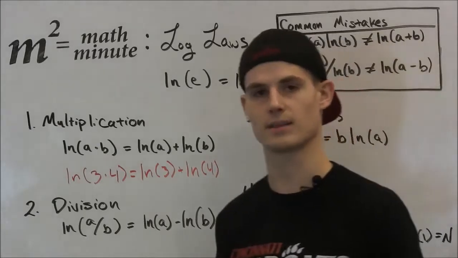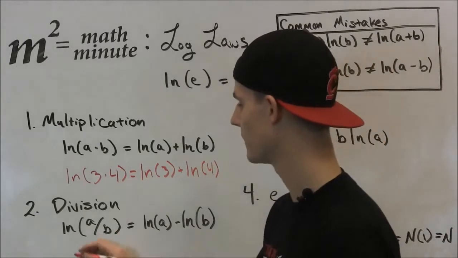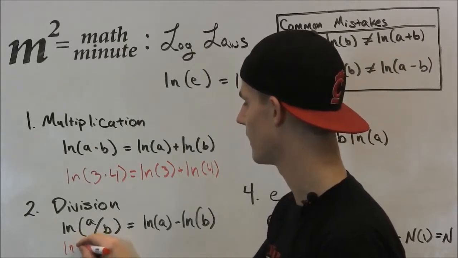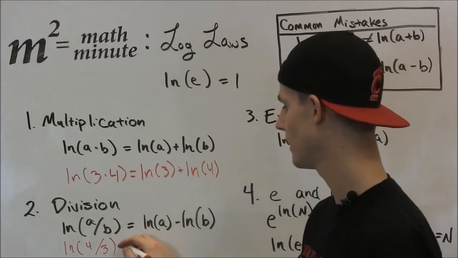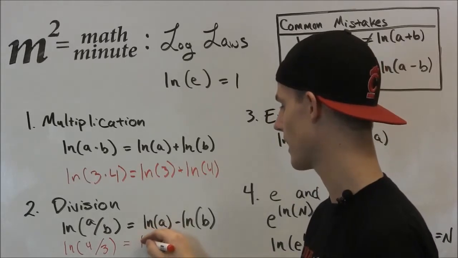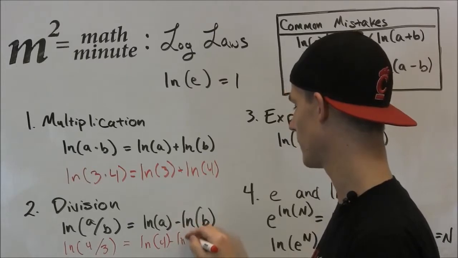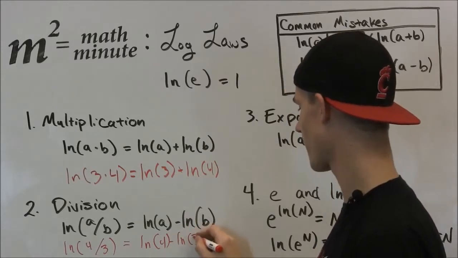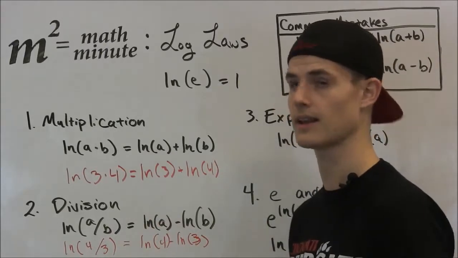So with division, it's a similar idea. But instead of adding, we're going to subtract at the end. So if we have something like ln of 4 divided by 3, all on the inside, we can split this into ln of 4 minus ln of 3. Okay? Same idea. We're subtracting when we divide on the inside.